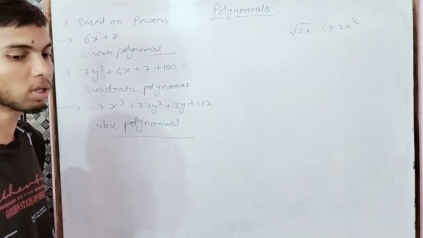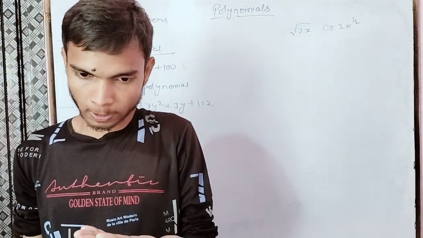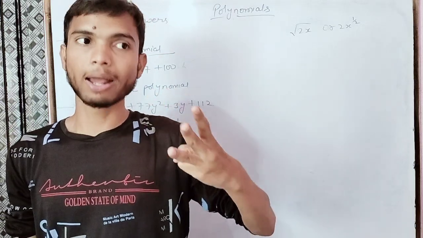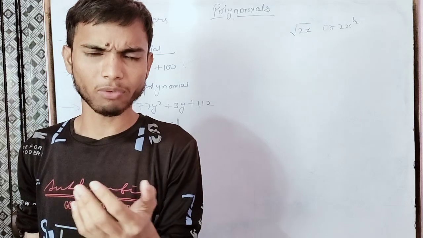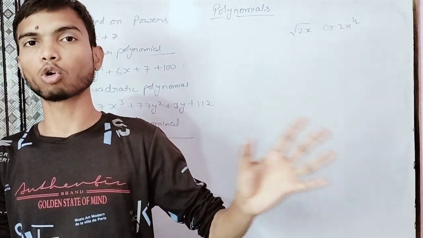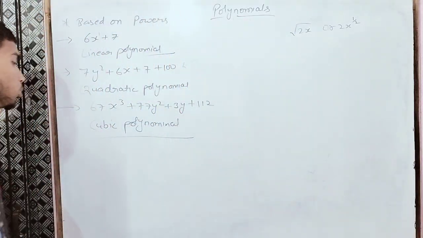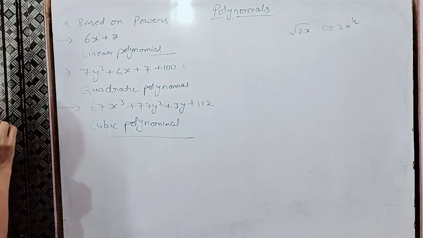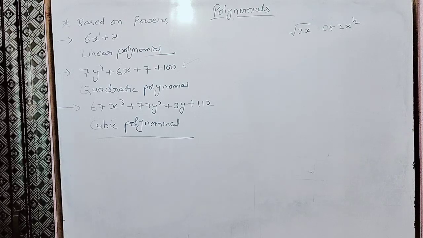The reason is that cubic means an exponent of 3. If there is a polynomial with a variable that has an exponent of 3, then that polynomial is a cubic polynomial. So this is enough till here.